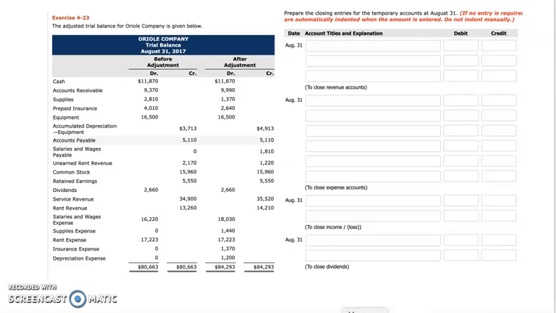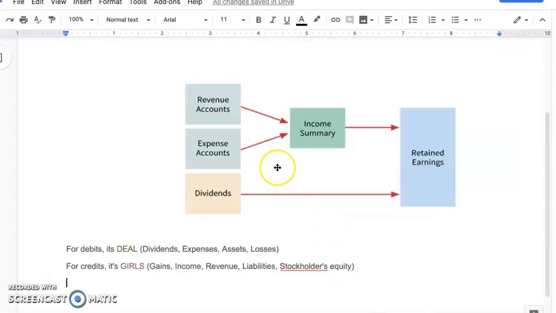So as you'll recall from the reading, I'll pull it up here, it has this nice little diagram that shows you where the accounts get closed out to. So revenue and expense accounts get closed out to income summary, and dividends and income summary get closed out to retained earnings. So this is going to make more sense as I explain it as we go along.